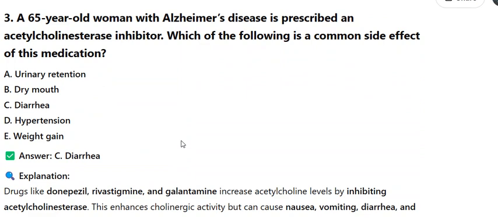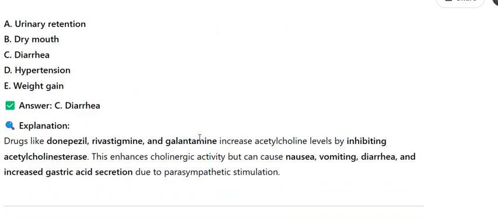Answer C. Diarrhea. Explanation. Drugs like donepezil, rivastigmine, and galantamine increase acetylcholine levels by inhibiting acetylcholinesterase. This enhances cholinergic activity but can cause nausea, vomiting, diarrhea, and increased gastric acid secretion due to parasympathetic stimulation.